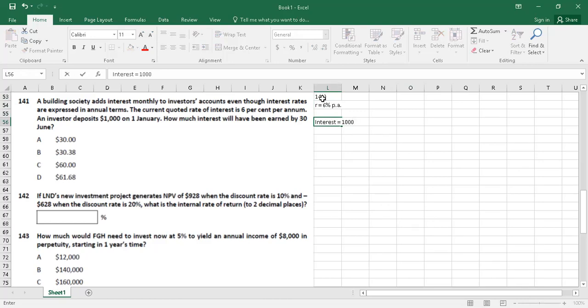1,000 into 1 plus R, where R is 6% divided by 12. It is divided by 12, but the interest is now calculated only for 6 months. How much interest will have been earned by 30 June? From 1st January, it is only up to 30 June. So the exponent will be for 6 months.